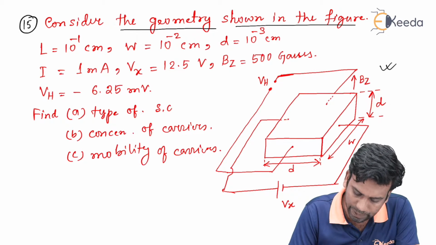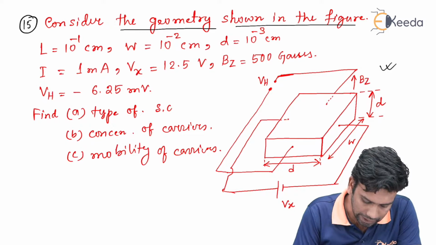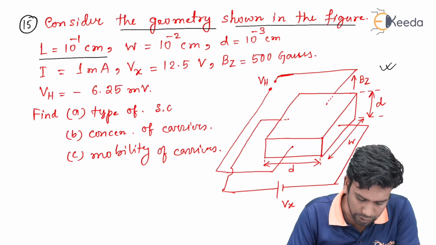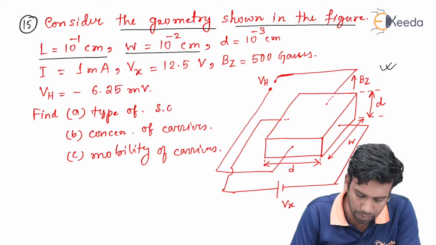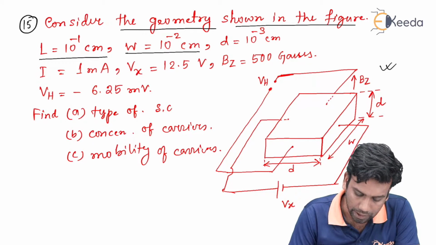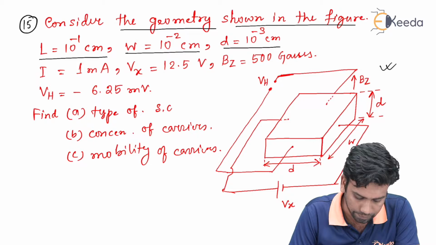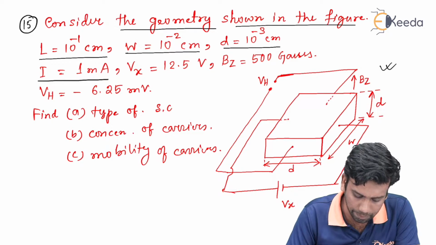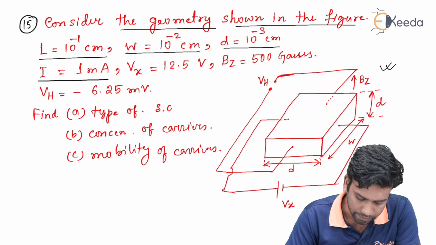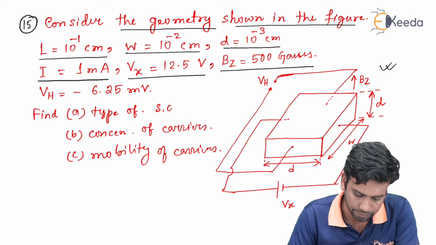There is a picture of a semiconductor where L is given by 10 to the power minus 1 centimeter, W is given by 10 to the power minus 2 centimeter, and D is given by 10 to the power minus 3 centimeter. And the value of I is 1 milliampere, Vx is 12.5 volt, and Bz is 500 Gauss.